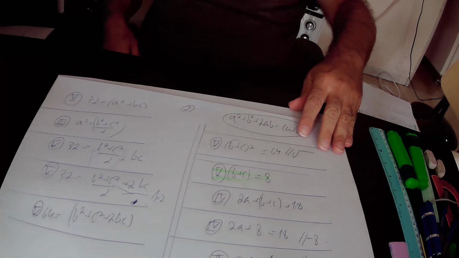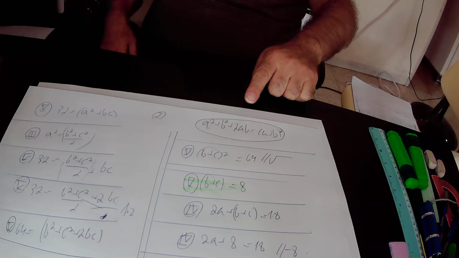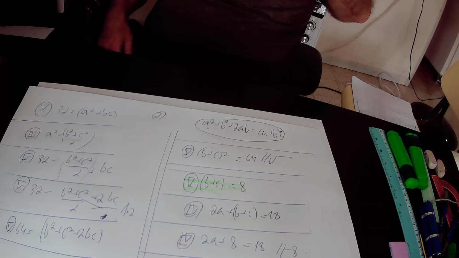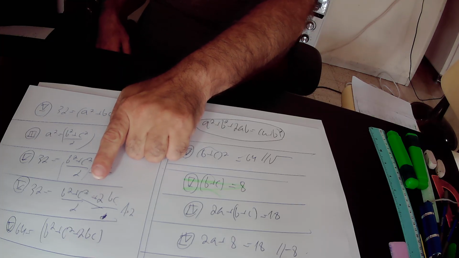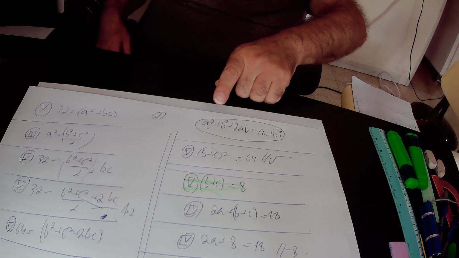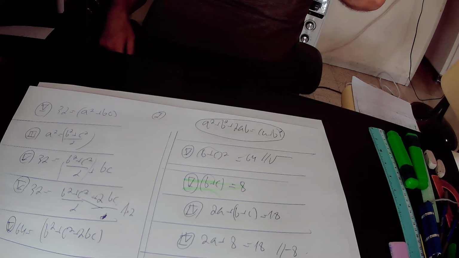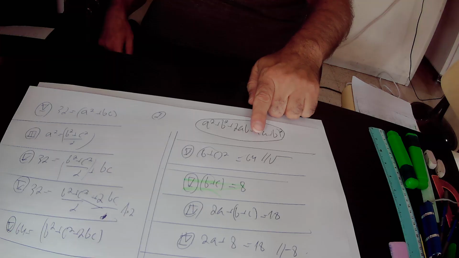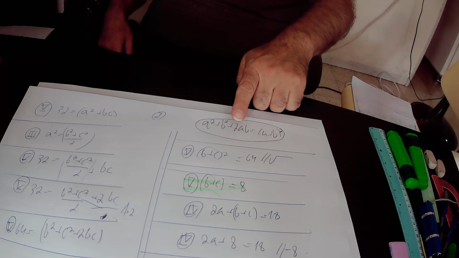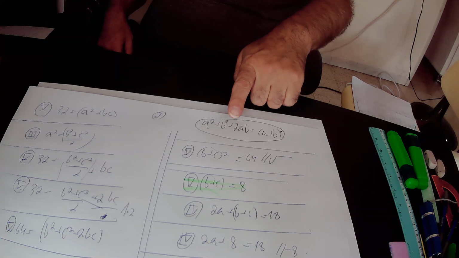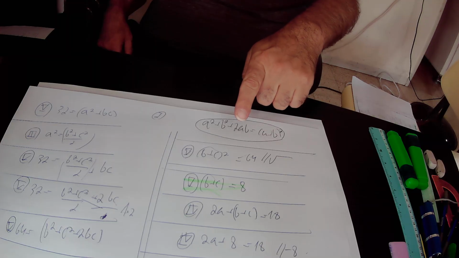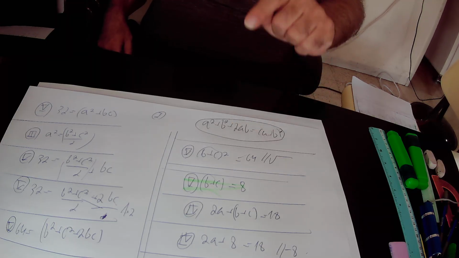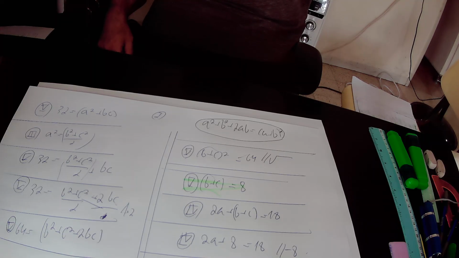Here we use the algebraic identity that says a square plus b square plus 2 times a times b equals a plus b square. According to this identity, b square plus c square plus 2 times b times c equals b plus c square. So b plus c square equals 64, according to equation 5. Taking the square root, the square root of b plus c squared is b plus c, and the square root of 64 is 8. So b plus c equals 8.